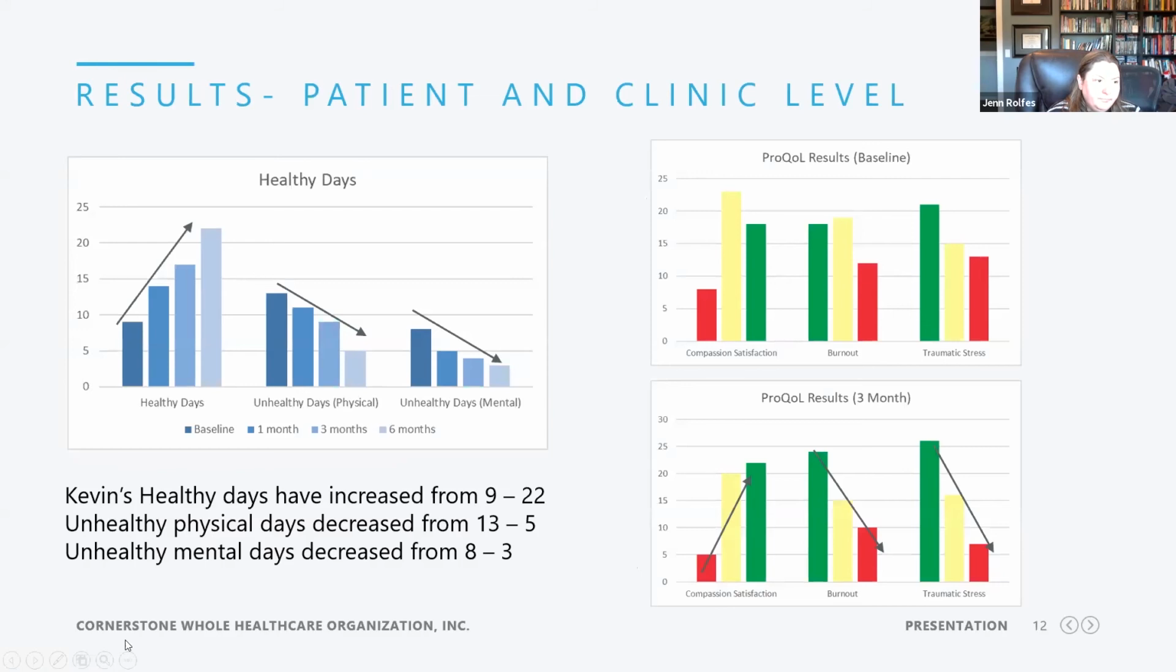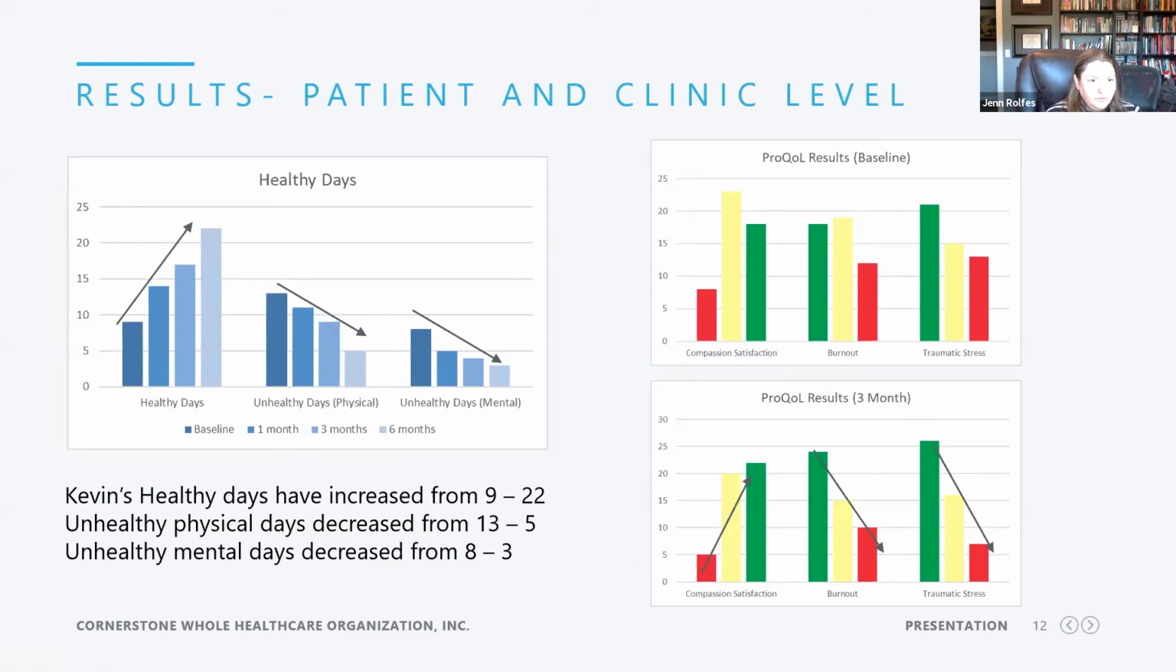So here's just an example of what we would hope that we would see from healthy days, physical and mental unhealthy days, over time. So Kevin's healthy days have increased from 9 to 22 after 6 months, and then his unhealthy days, both physical and mental, have decreased as well.